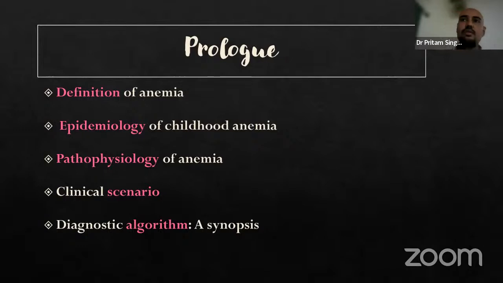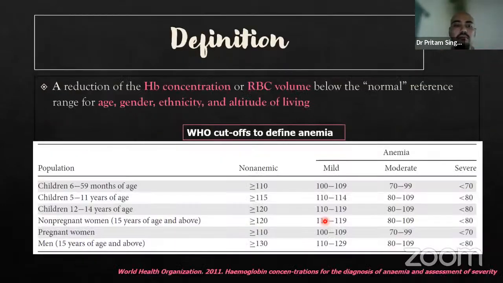Thank you. So I will cover the following headings. First, I will define anemia, then the epidemiology of childhood anemia, both globally as well as the situation in the country and in the state. Then the pathophysiology, the basic understanding. To understand the clinical scenario, you have to have a basic understanding of the pathophysiology, though we will not dwell much on this. And then the core discussion will be on the clinical scenario, and then a synopsis on the diagnostic algorithm.